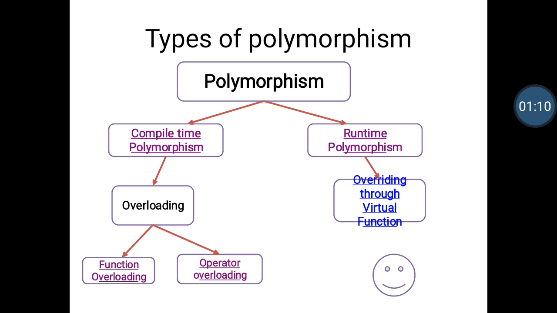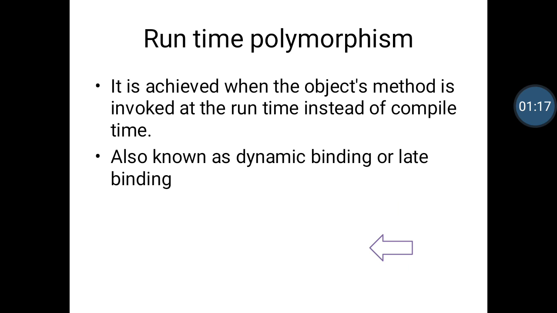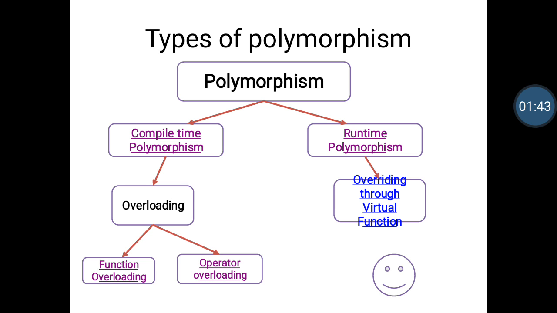Now the compile time polymorphism is available before the compilation, whereas runtime polymorphism is available during the execution, during the running of the program. It is achieved when the object's method is invoked at the runtime instead of the compile time. It is also known as dynamic binding or late binding, as the functions are declared when they are called or invoked during the execution, and that's why it is known as late binding.